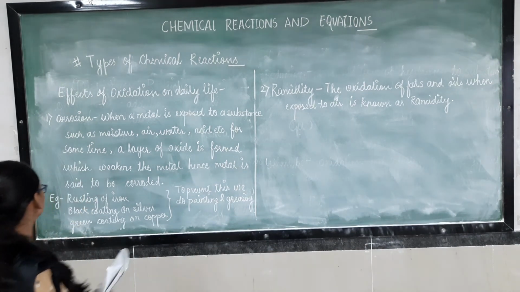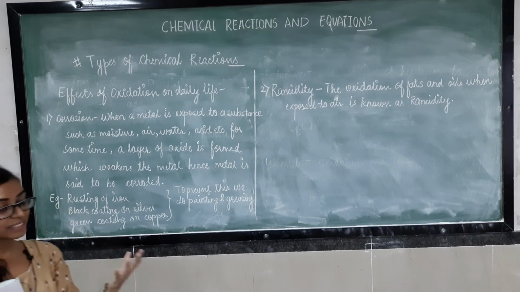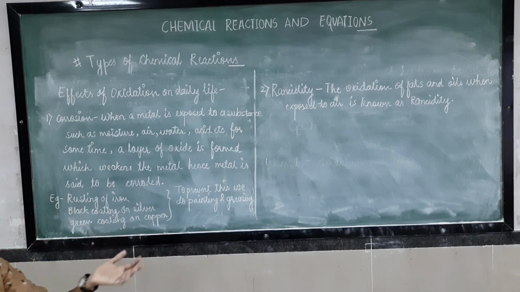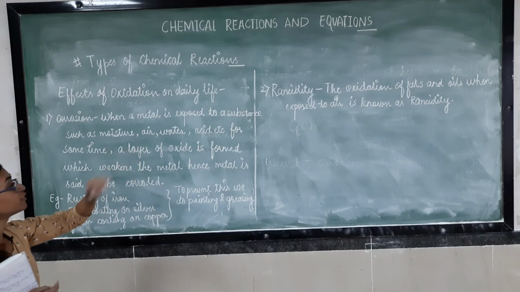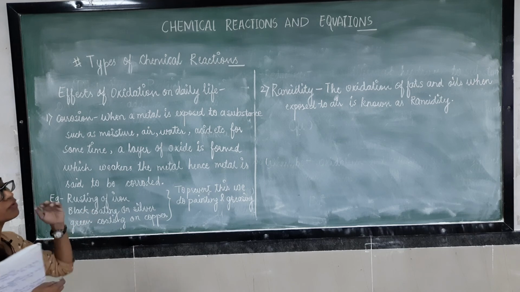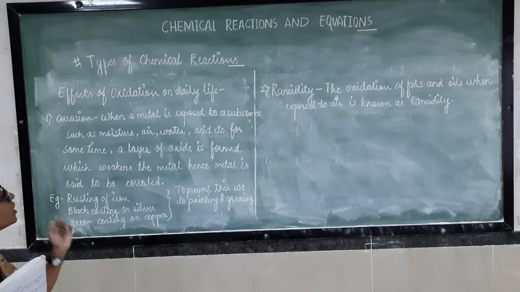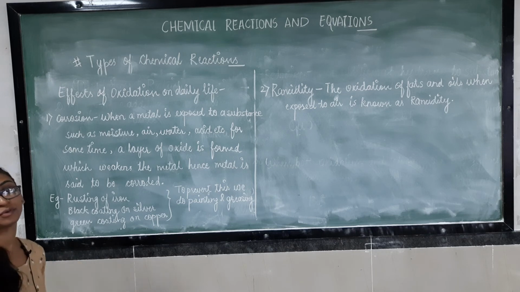Corrosion. So when a metal is exposed to a substance, kept in the presence of moisture, air, or when it reacts with water or acid for some time, in such reactions a layer of oxide is formed which weakens the metal. Here the metal gets weakened and hence the metal is said to be corroded.